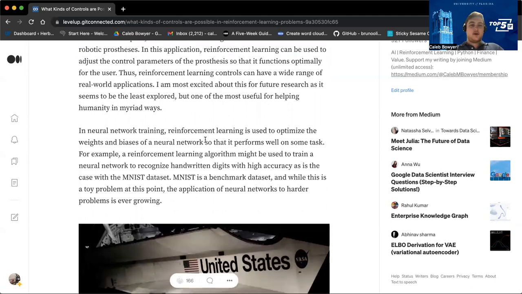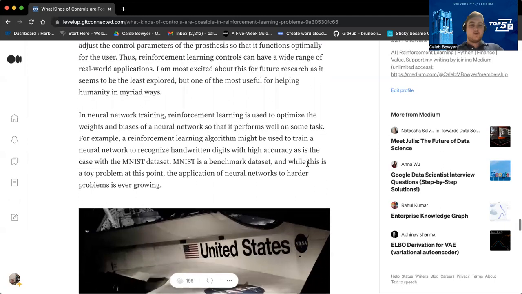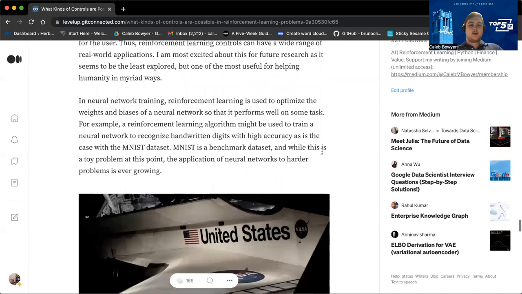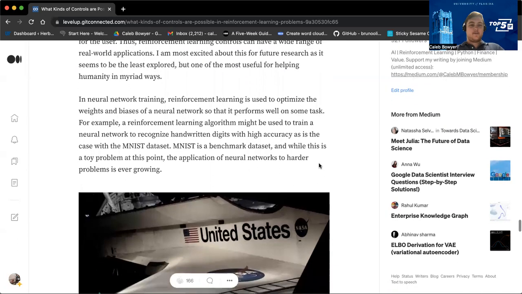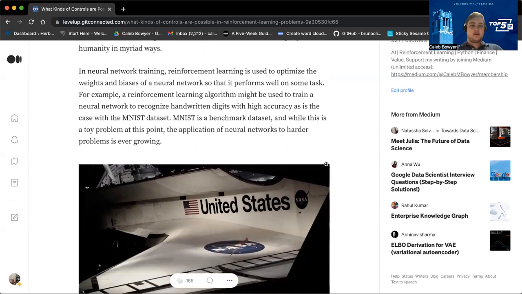In neural network training, RL is used to optimize the weights and biases of a neural network so that it performs well on some task. For example, a reinforcement learning algorithm might be used to train a neural network to recognize handwritten digits with high accuracy, as in the case of the MNIST dataset.